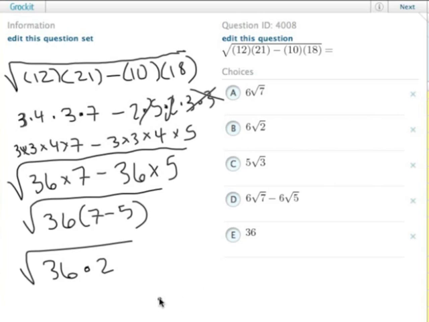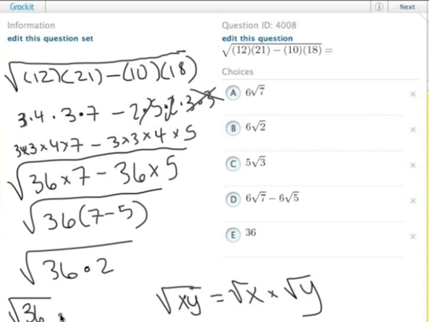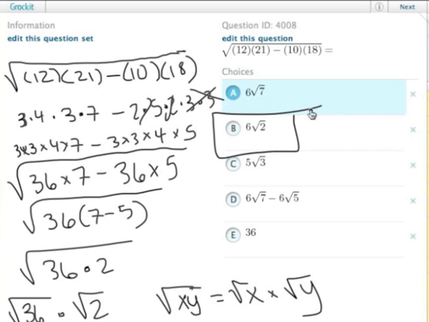And remember that the square root of x times y equals the square root of x times the square root of y. So the square root of the whole thing, 36 times 2, is the same thing as square root of 36 times square root of 2. Square root of 36 is 6, times the square root of 2. That is just the same as choice B.